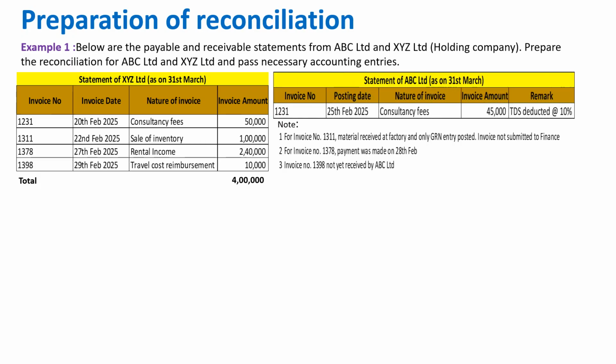Now let's see what ABC has recorded. So ABC shows a payable amount only for one invoice, that is 1231 consultancy fees, 45,000 rupees. Why? Because TDS is deducted at the rate of 10%. Now the question is, what about the remaining invoices? So you have some notes for the remaining invoices.